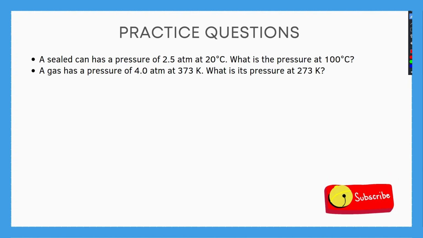So first question says a sealed container has a pressure of 2.5 atmospheres at 20 degrees Celsius. What is the pressure at 100 degrees Celsius? And then the second question says a gas has a pressure of 4.0 atmospheres at 373 Kelvin. What is its pressure at 273 Kelvin.